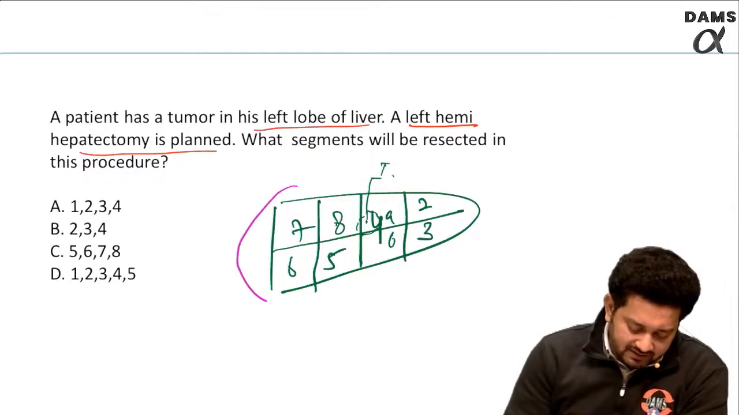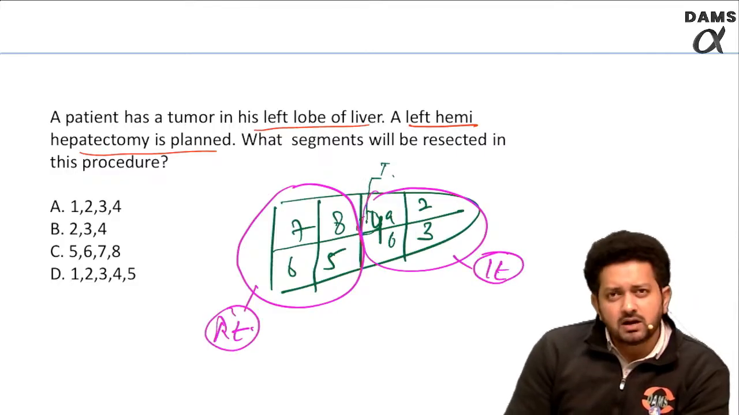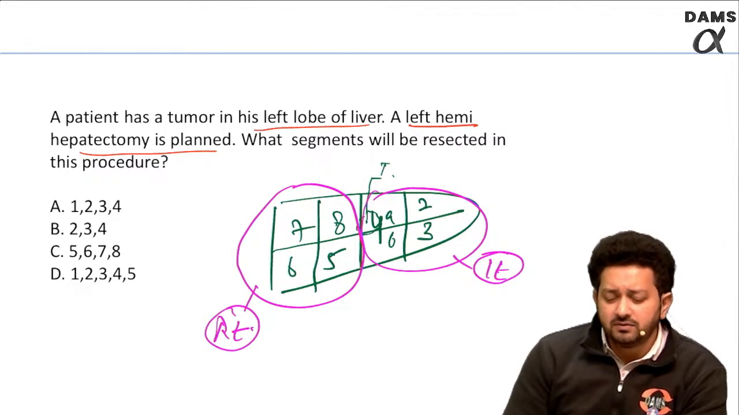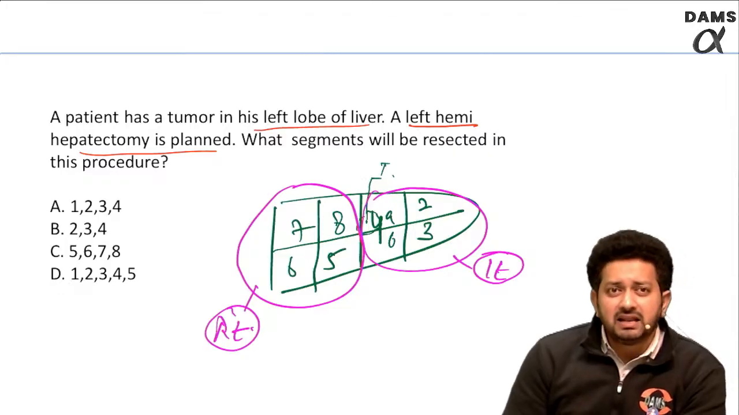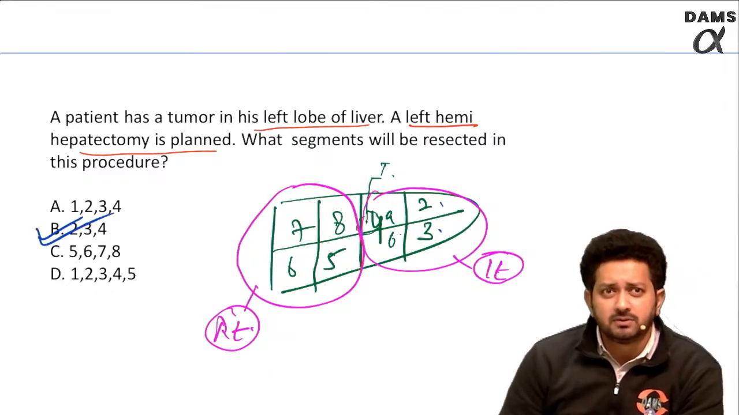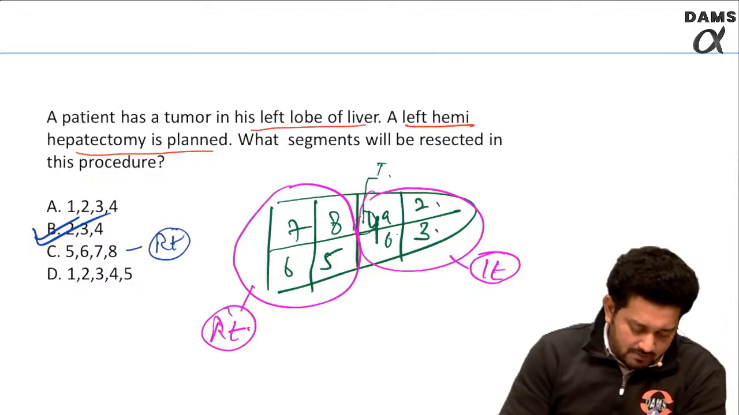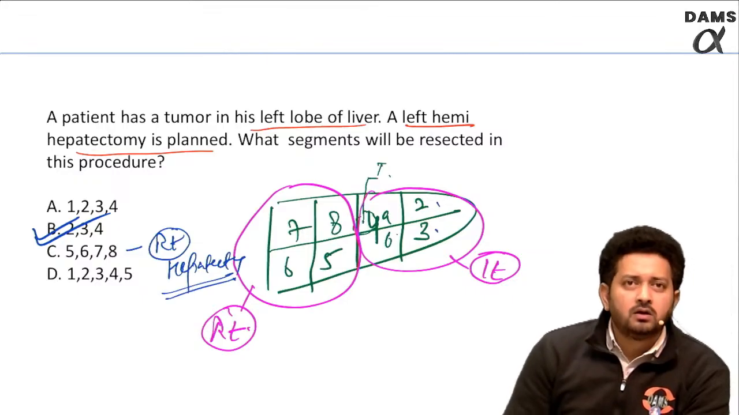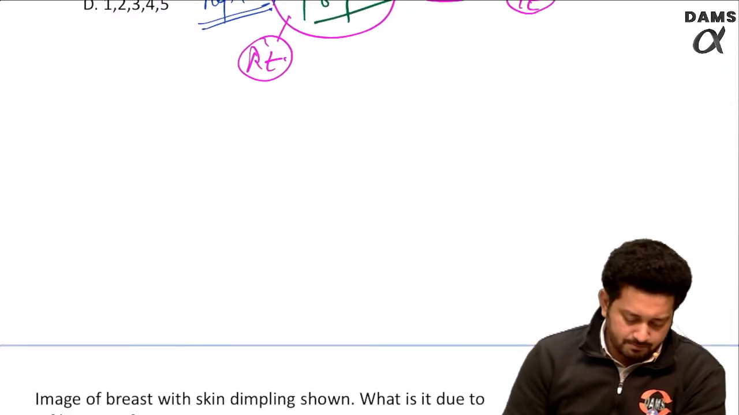So segments 5, 6, 7, 8 are the right hemiliver, and segments 2, 3, 4 are the left hemiliver. Segment 1 goes on both sides, so we don't put segment 1 on either side; it is common to both. If a left hepatectomy is done, then we remove segments 2, 3 and 4. Segments 5, 6, 7, 8 is the right hepatectomy. Okay, this was also not a problem.